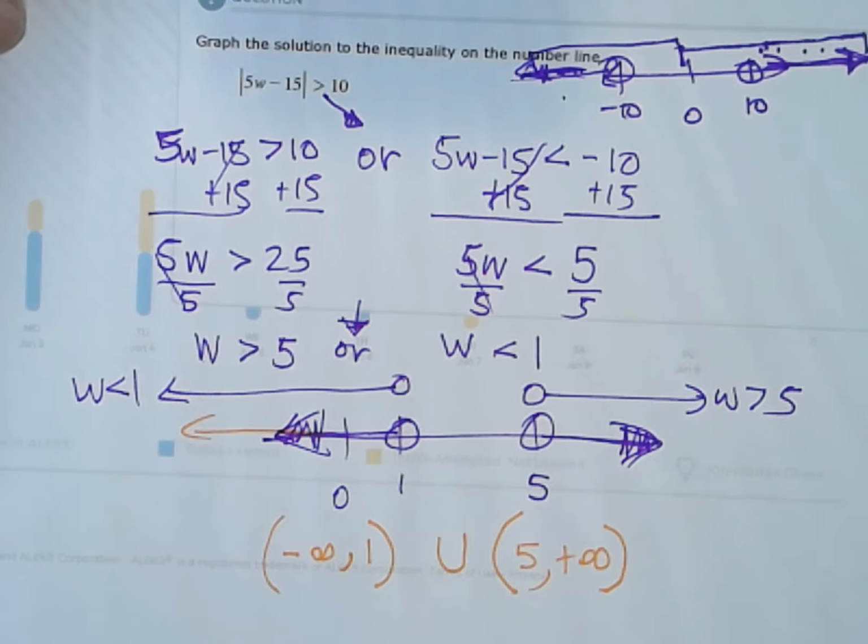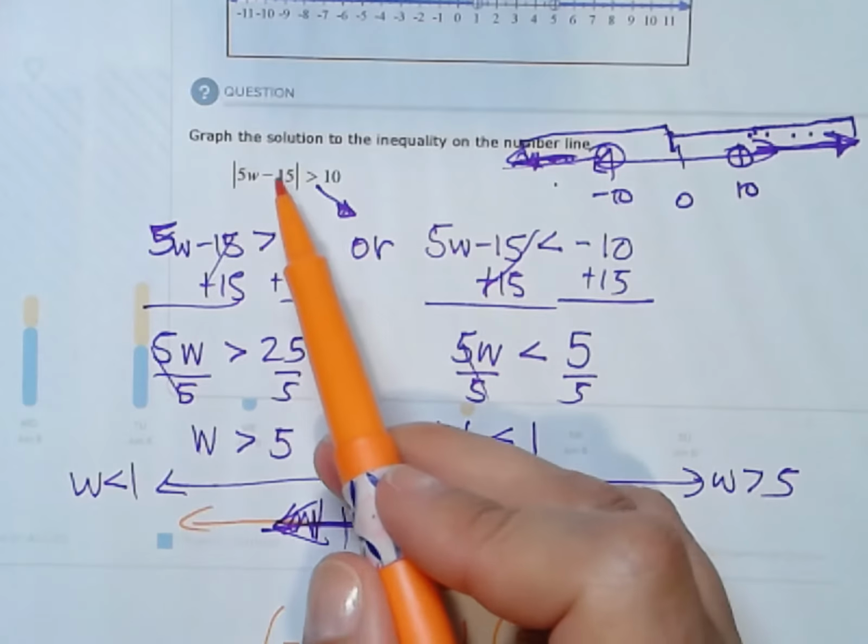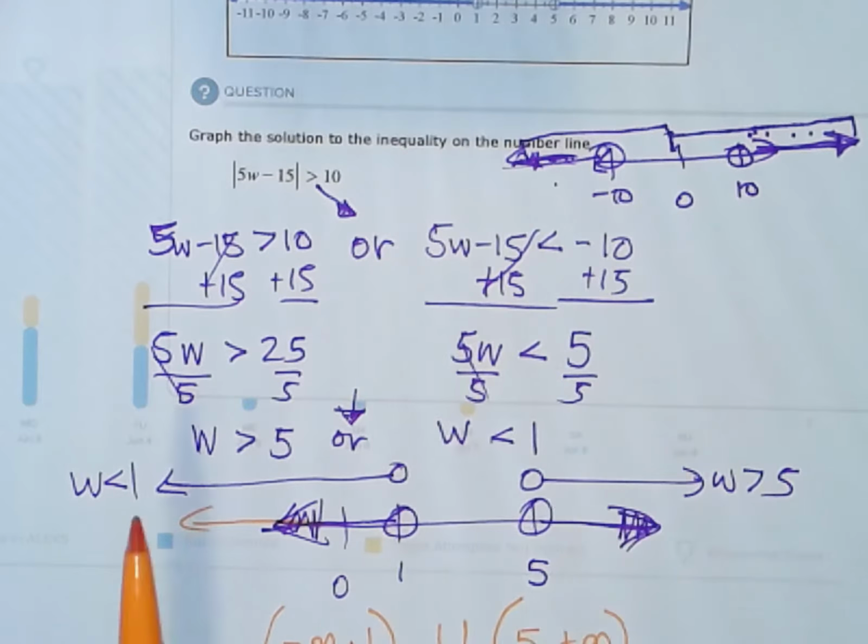Let's look at another one. So remember, this was a greater than. My absolute value is over here, greater than. That turned into an or. Let's look at this one.